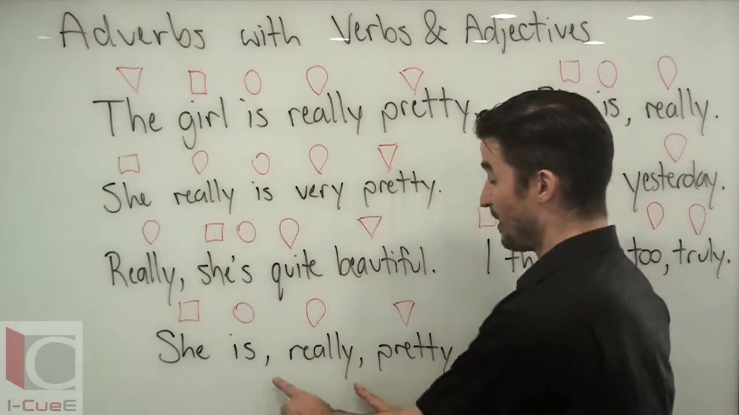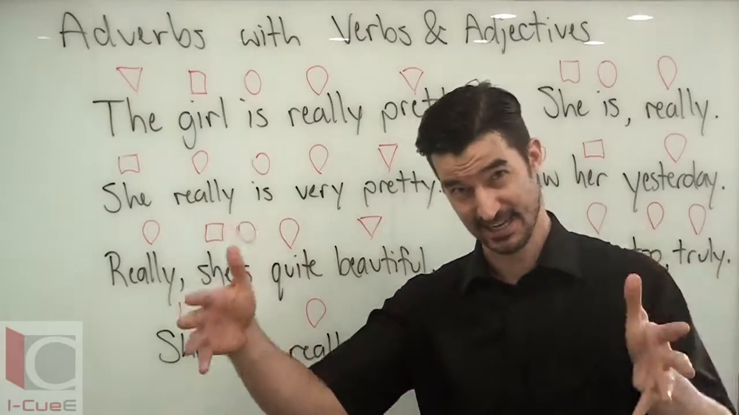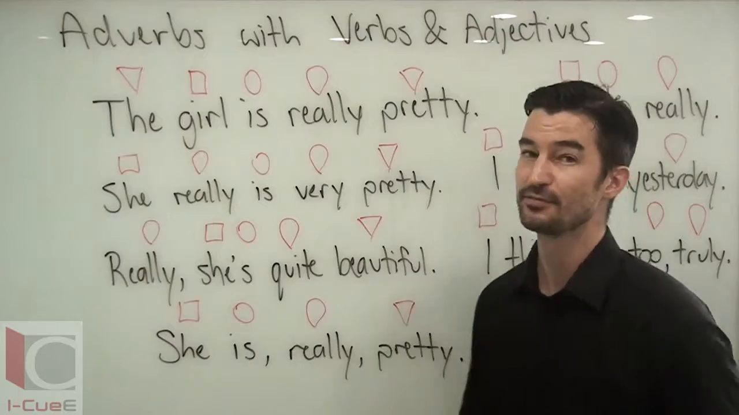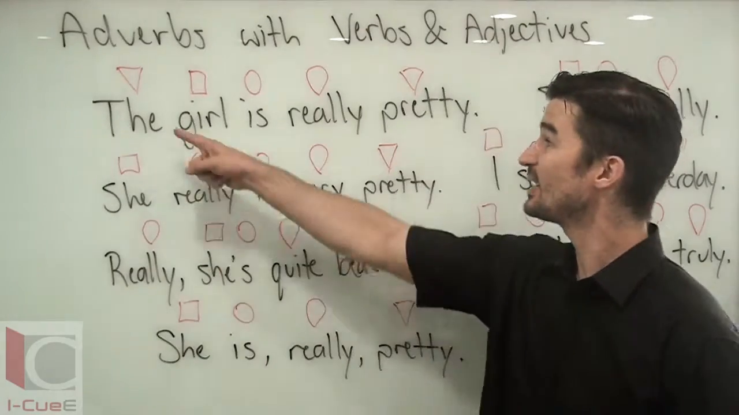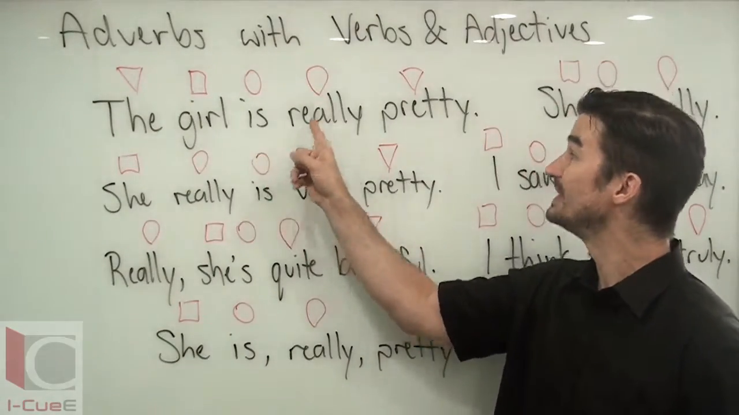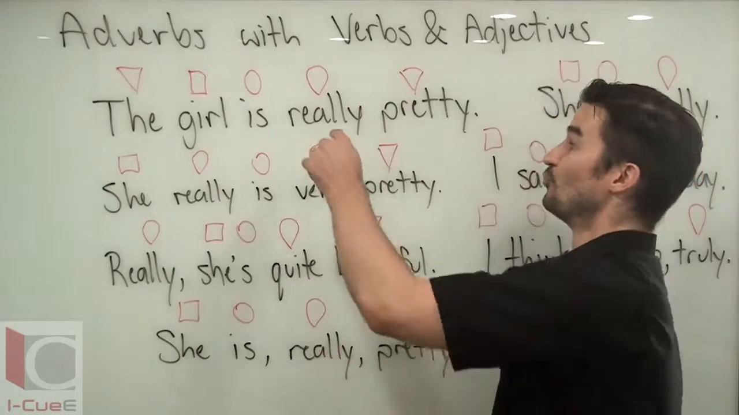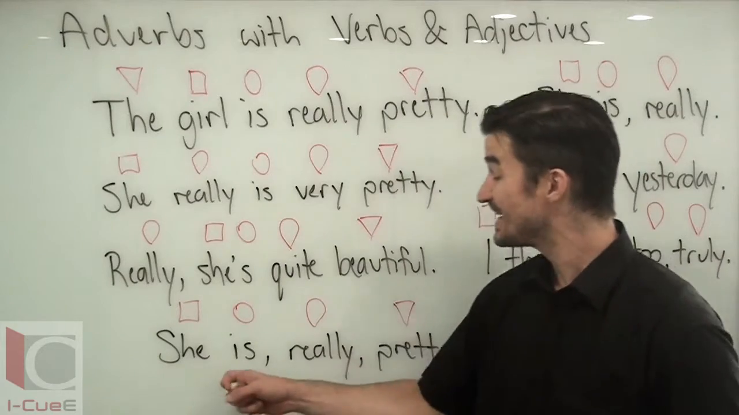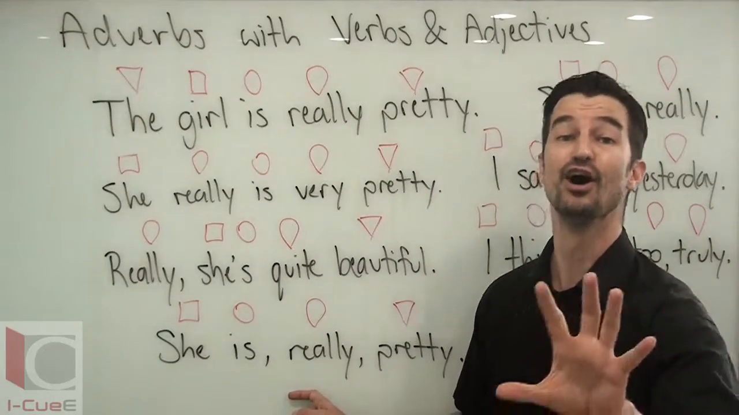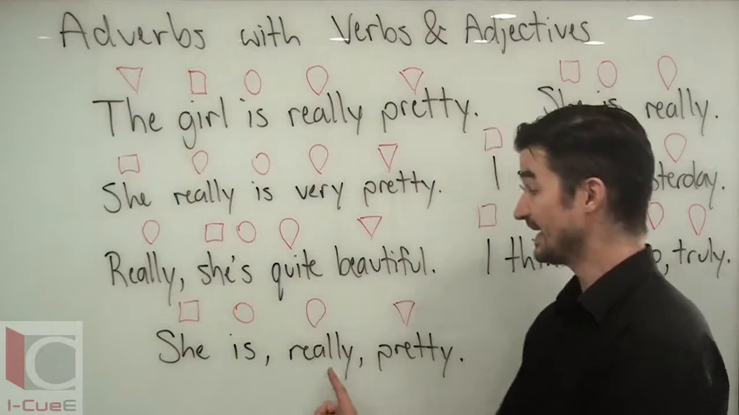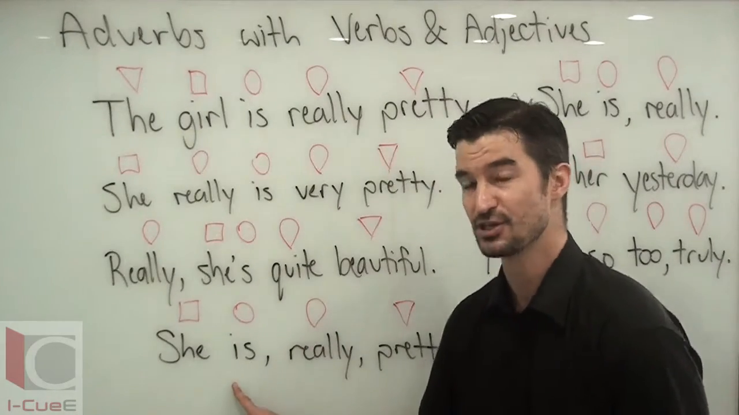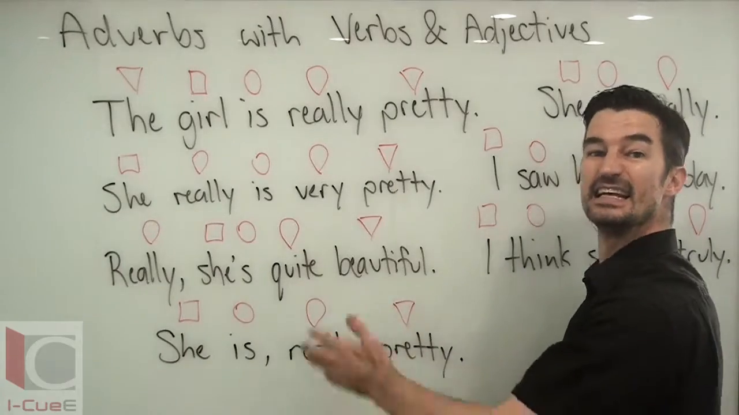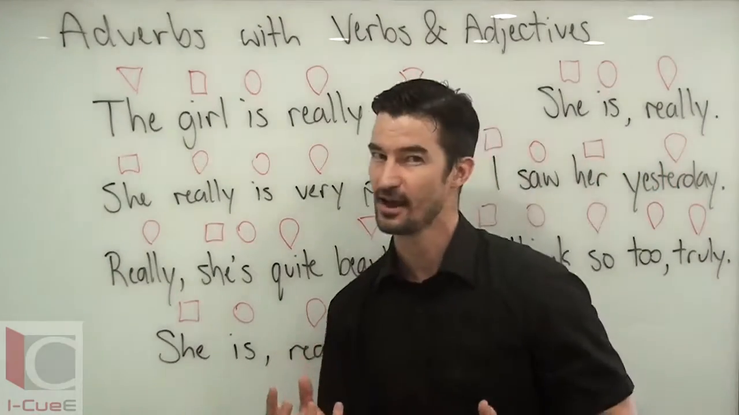And this is why punctuation can be very important in your sentences, especially with different parts of speech or different kinds of words. Here, the girl is really pretty. It's really describing how pretty she is. Here, she is really, honestly, truly describing the verb, describing this idea. Pretty is the adjective that completes the thought.